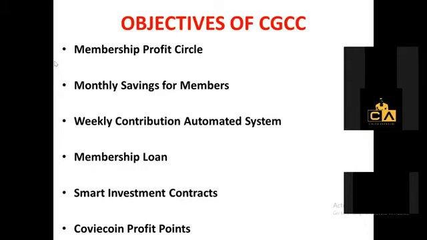The way this works is, it's not going to be like the conventional investment platform where you put in money and you get a return on investment on a monthly basis, maybe 5%, 10%. No, it's not going to work that way.